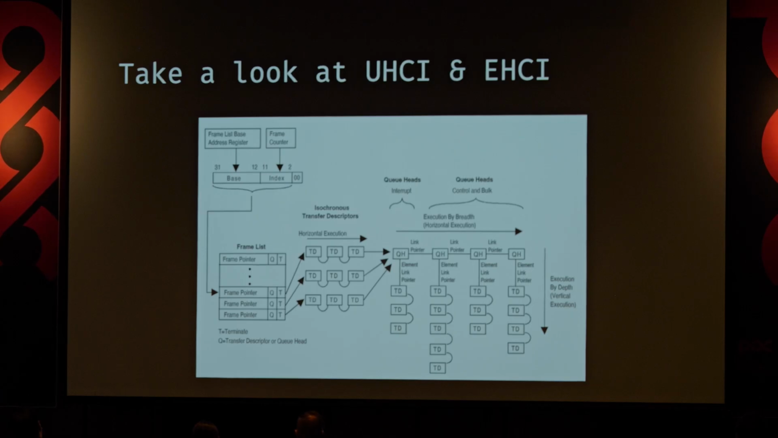So let's take a look at UHCI and EHCI. UHCI and EHCI use TDs, which means transfer descriptors, and QHs, that's queue heads, to transfer data from guest to host. The TD structure and the QH structure are linked to transfer data. The frame list pointer is a guest physical address that we can control in the guest. So the TD structure and its data and the QH structure and its data are fully controlled by the guest.